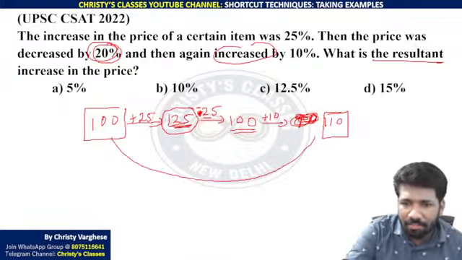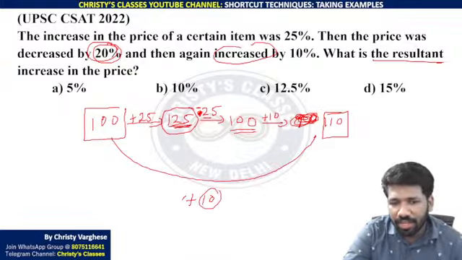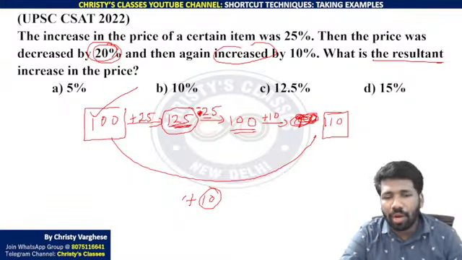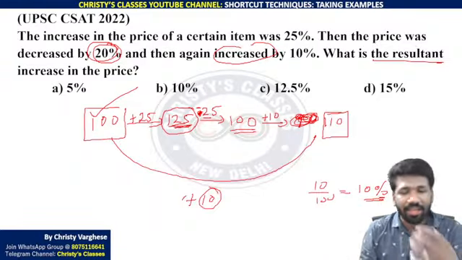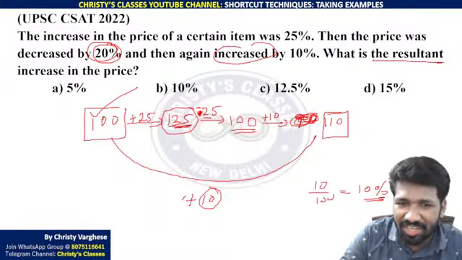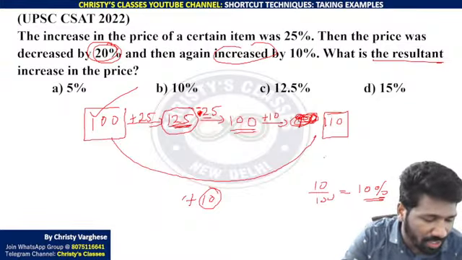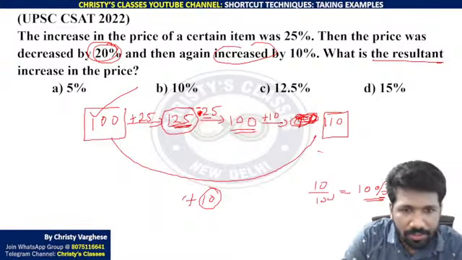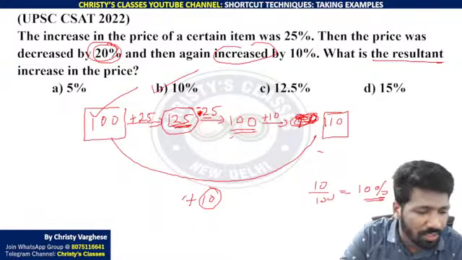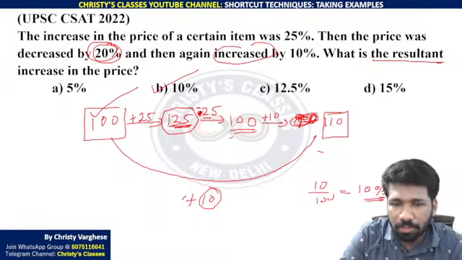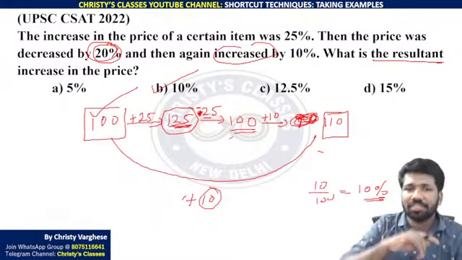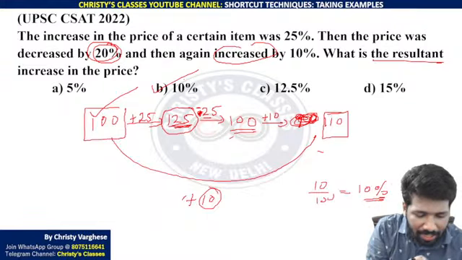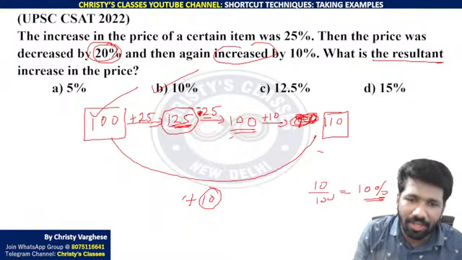So 100 becoming 110, the increase is 10. 10 compared to the initial value 100 is clearly 10 out of 100. Literally it means 10%. Cent means 100. Percentage means out of 100. So it is 10%. Option B is the correct answer. Many of you got option B. Some of you got a different answer. I think the mistake you have made is that you have not taken the correct value to be increased or decreased.